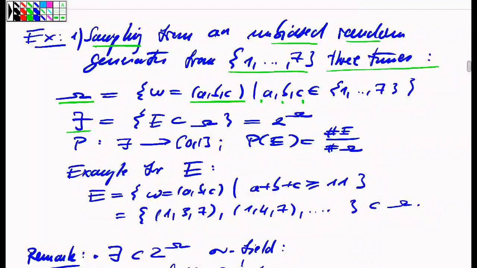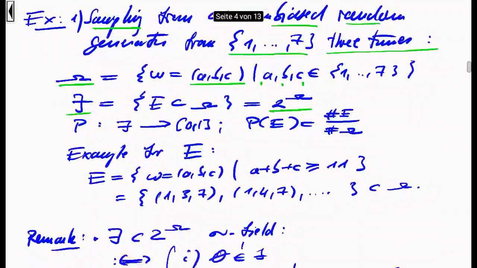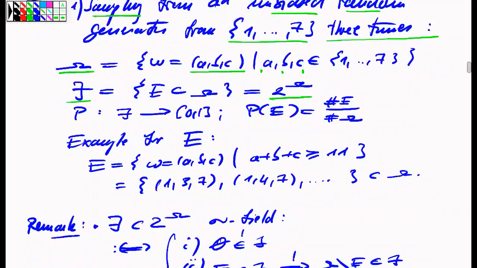As a set of events, I take the full power set of all these possible triples. Let me give you an example of a possible event. Assume that you want to bet on the event that the 3 numbers generated in the 3 rounds, A, B, C, sum up to a number no less than 11. That's probably a reasonable bet you can place.